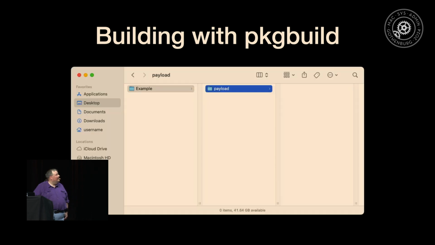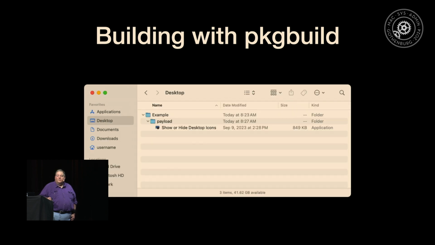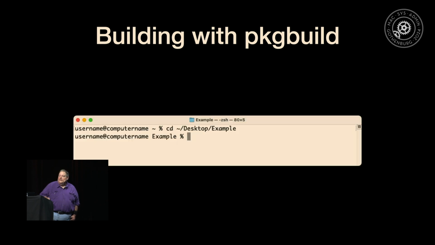It's whatever you want. So inside the example directory, we'll set up another directory called payload. For this project, the payload directory represents the location on the Mac that you're installing onto. So in the case of this project, we are planning to install the Show or Hide Desktop Icons app into the Applications directory. So next, let's go ahead and put our application into the payload directory. And at this point, the folder structure should look like this. Now we open Terminal and change the directory so that we are inside the example directory on our desktop.